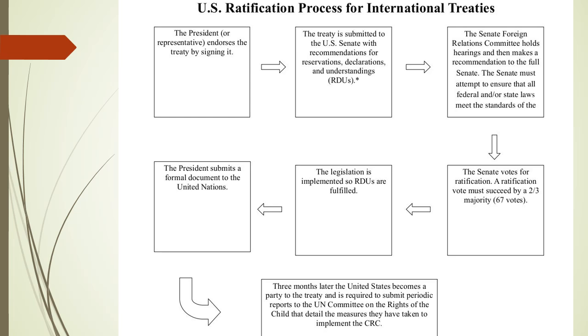This is a chart done by the CRC, which is the Committee on the Rights of the Child, that shows the U.S. ratification process for international treaties, and it just shows the outline of the process that the U.S. government goes through to ratify a treaty.